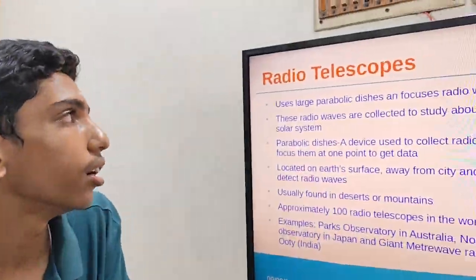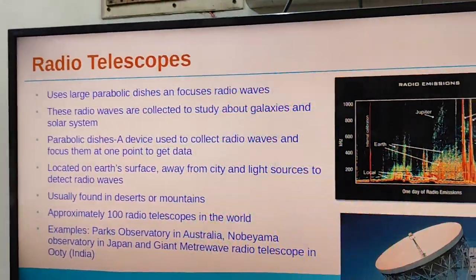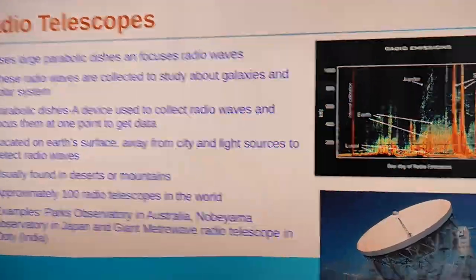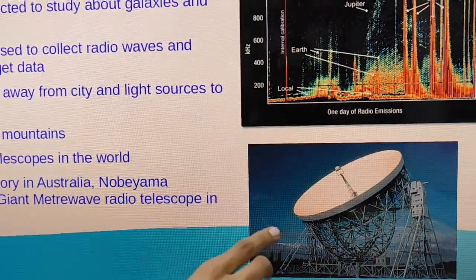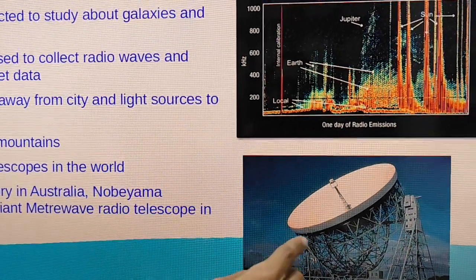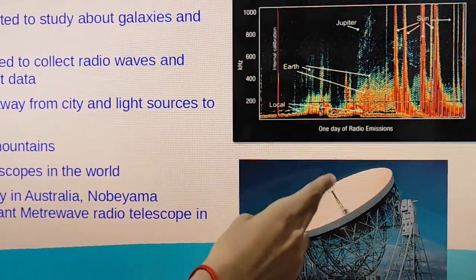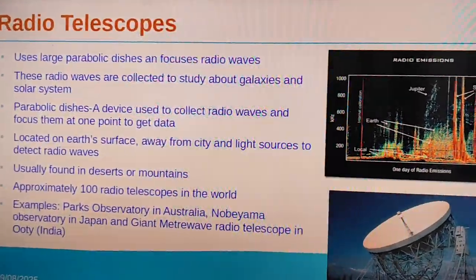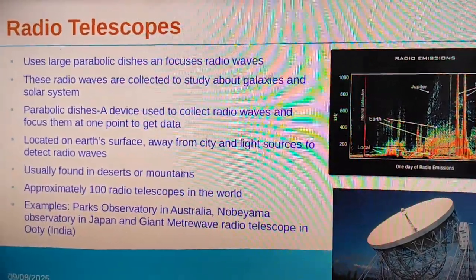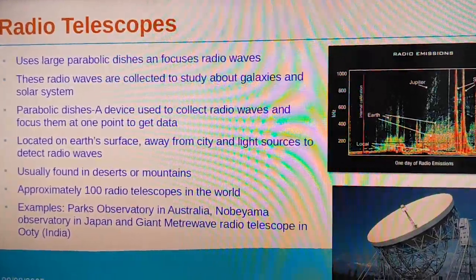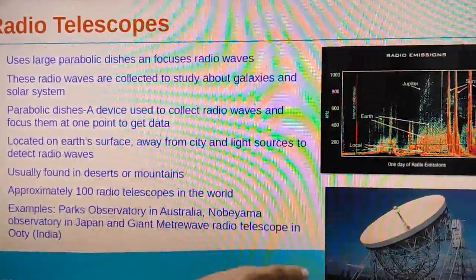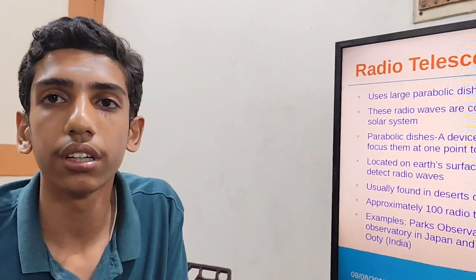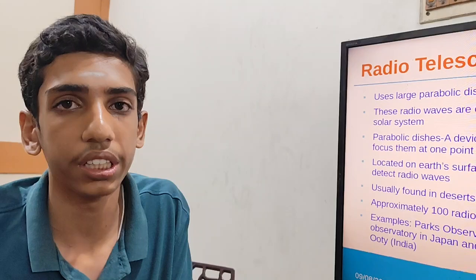Radio telescopes. These radio telescopes actually use a large parabolic dish which looks like this, and the radio waves enter into this dish, and the rays are focused at one point, and from that point the image is formed, and scientists use that image. Parabolic dishes collect the radio waves and focus them, and radio telescopes can be located on the ground or in space.